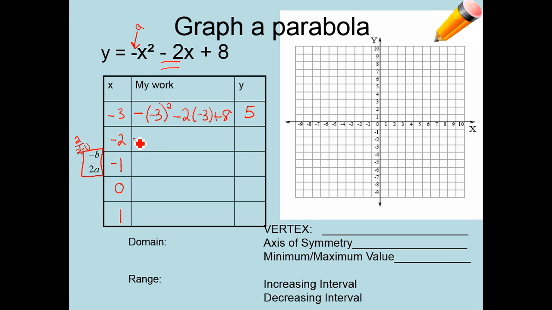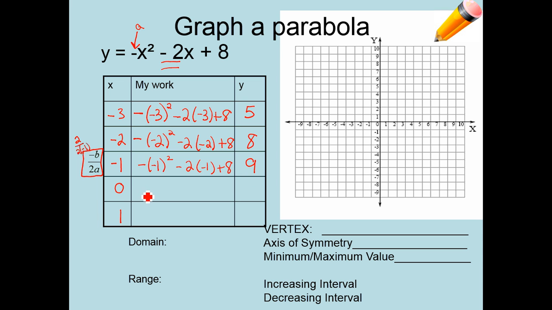Okay, again with the negative 2. Negative sign, negative 2 squared minus 2 times negative 2 plus 8. And if we type that in our calculator, we get a y value of 8. And I'll repeat the same procedure with the negative 1. And if I type that in the calculator, you get a y value of 9.